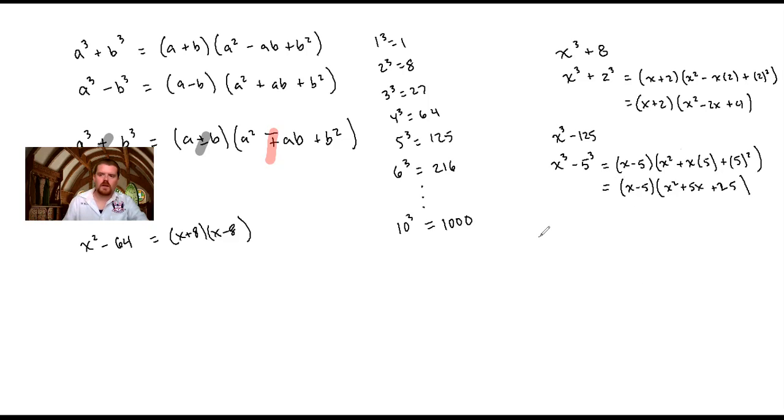Do one more. Do x cubed plus 1,000. So 1,000 is 10 cubed, which means this is x plus 10 times x squared minus 10x plus 100. If you're ever in doubt, remember you can always go backwards. You could distribute this, combine like terms, and double check that you are correct. But as long as you're using the formula carefully, you should be okay.